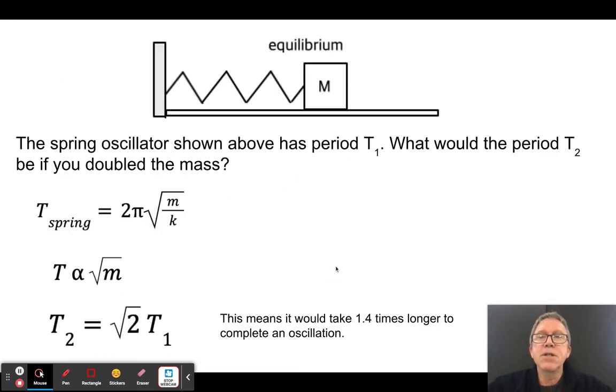Now, let's just apply this. I have a spring oscillator here that has a period of T1, what we call the initial. What would the period T2 be if I double the mass? How is it that the period of a spring is related to its mass? Well, T is proportional to the square root of the mass. So if I double the mass, I get root 2 times the period. It would take 1.4 times longer, root 2 times longer, because remember, the period is how long it takes to complete an oscillation.